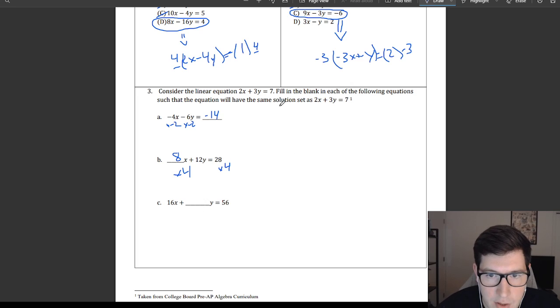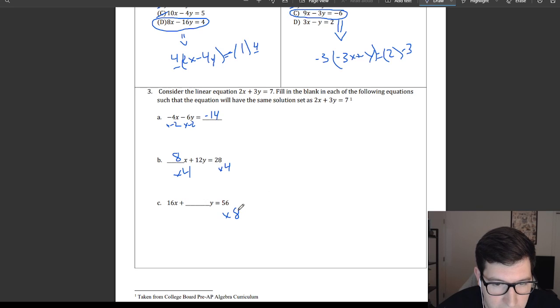And then moving down from 7 to 56 is going to be times 8. Again, that's going to check out over here on this 16x. I'm going from 2x to 16x, so I'm multiplying by 8. Awesome. And then that means that for that 3y, I'm going to have to multiply by 8 there as well. So I'm going to have 24y.